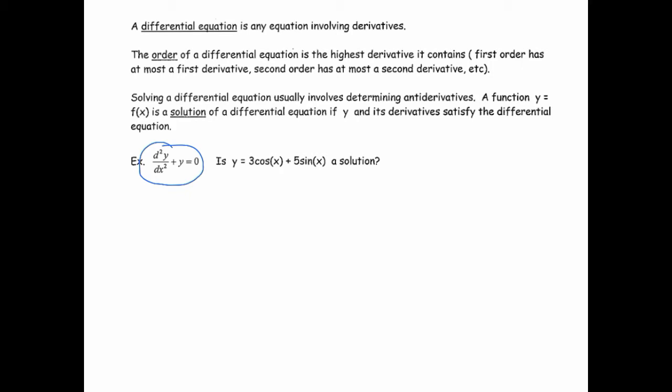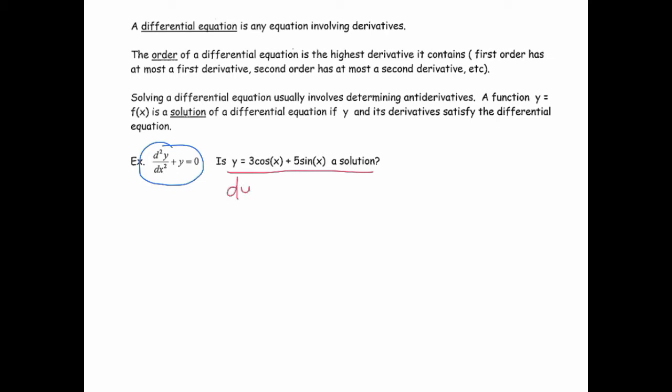Basically, it's saying what function, such that when you take its second derivative and then add it to itself, gives you 0. So there are techniques to finding such a function, but what we need to do here is just to test to see if this actually is a solution. So the way we do that is we find the second derivative of this guy, add it to itself, and see if we get 0.